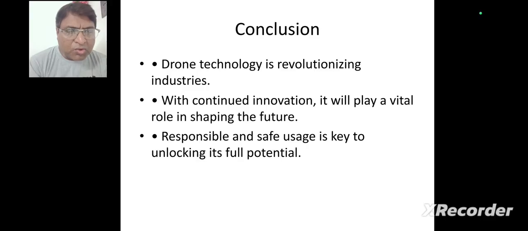So in conclusion, I can say drone technology is revolutionizing industries. With continued innovations, it will play a vital role in shaping the future. Responsible and safe usage is key to unlocking its full potential.